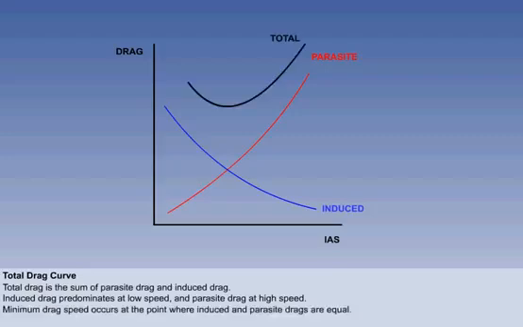If the two sets of values are combined, we get a curve for total drag, a shape with which you will become very familiar. Because of the way that the two component types of drag vary with speed, the speed at which total drag is at its minimum occurs where the induced and parasite drags are equal.